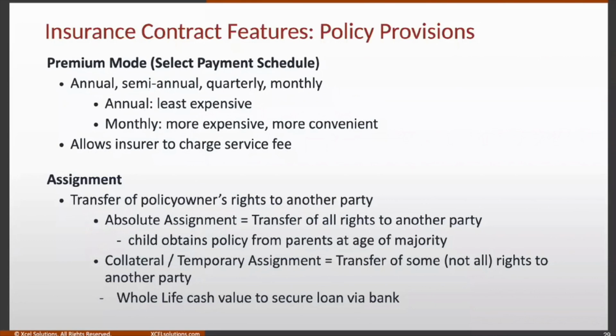It's easier to budget, but it allows the insurance company to charge a service fee, an administrative fee, 12 times per year. As you are asking them to allocate your premium 12 times per year, they will charge you an administrative fee that will be commensurate to a monthly charge and a monthly payment of your premium.